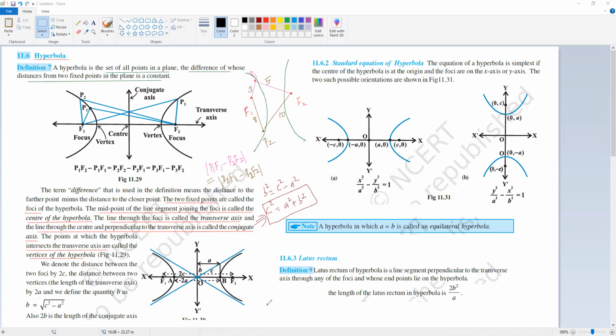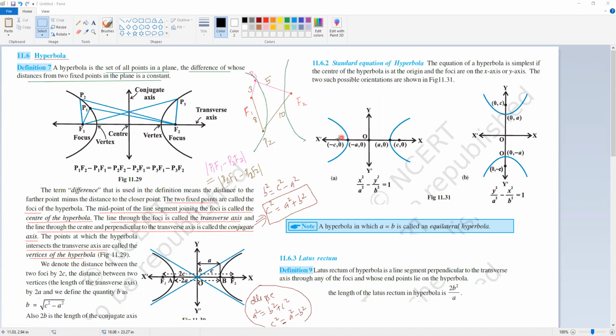How was it in ellipse? In ellipse, a square is equal to b square plus c square. So actually there c square was a square minus b square. OK, so that is in ellipse. In ellipse we saw it was a square is equal to b square plus c square, so c square is a square minus b square. So here in case of hyperbola, c square is equal to a square plus b square. Now I'm going a little fast. We don't need the proof of all these things.